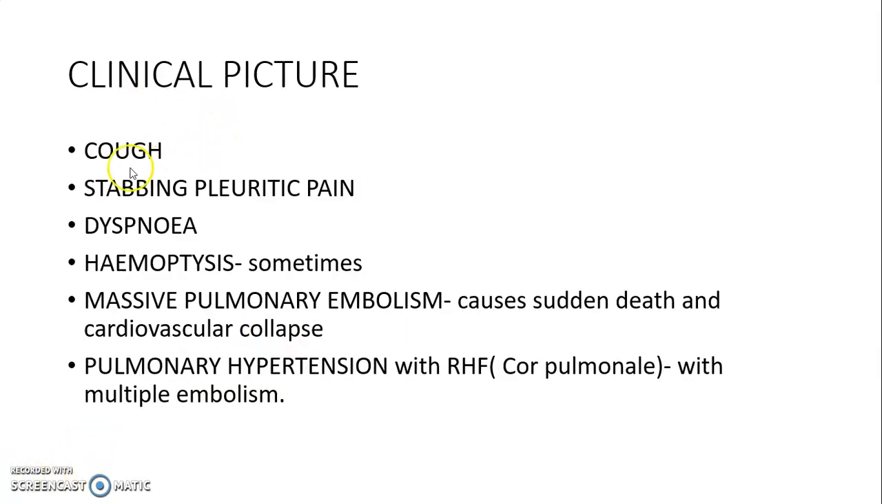The clinical picture: the patient may have cough, stabbing pleuritic pain, dyspnea, hemoptysis. Massive pulmonary embolism causes sudden death and cardiovascular collapse. Pulmonary hypertension with right heart failure, called cor pulmonale, occurs with multiple embolism.